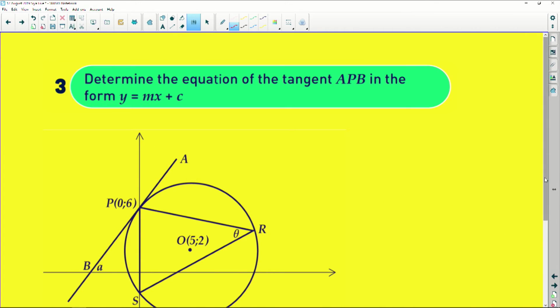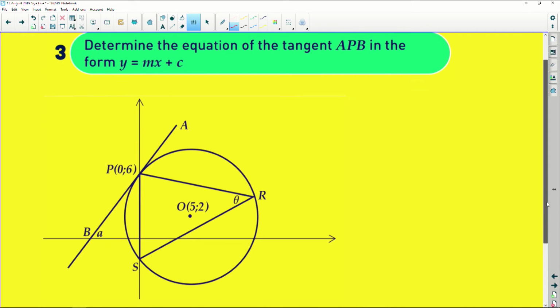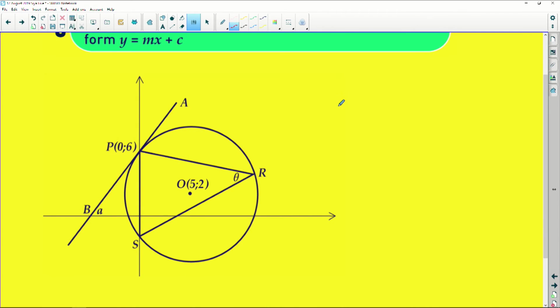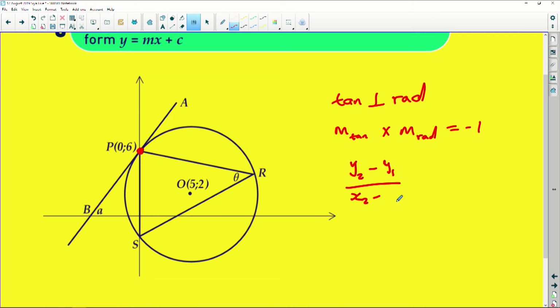Then determine the equation of the tangent at P, in the form y is equals to. Now what I need to know about this is that the tangent is perpendicular to the radius. So that's one thing I know about a tangent. And also, if that is the case, it means that the gradient of the tangent multiplied by the gradient of the radius will be equal to negative 1. So that's one thing that I know about it. Now I have my tangency point, which is the point P there. So quickly, the gradient of the radius will be y2 minus y1 over x2 minus x1.